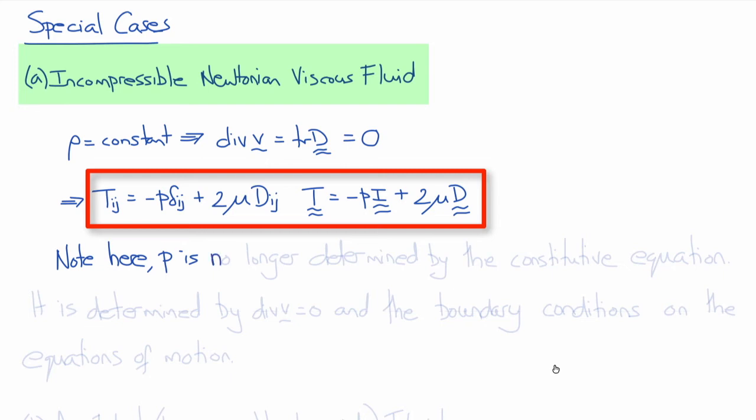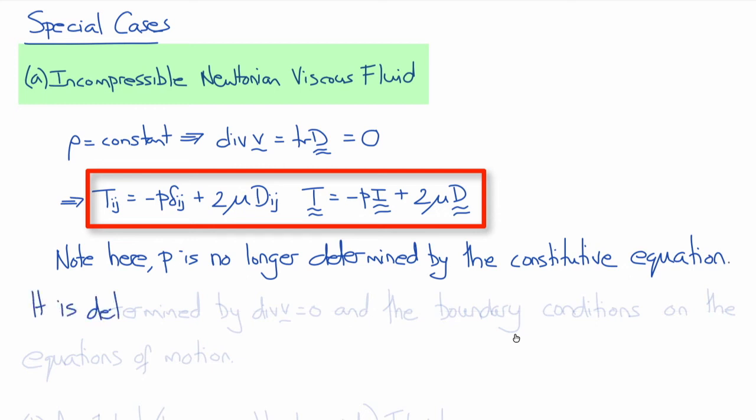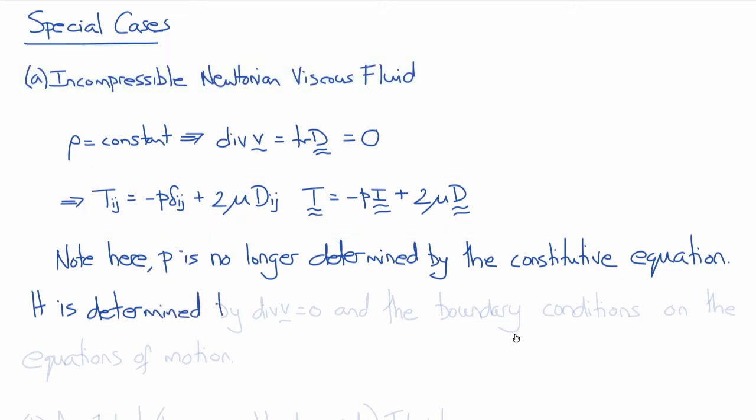Note here that the pressure P is no longer determined by the constitutive equation at all, and it's determined solely by the incompressibility condition and the boundary conditions imposed on the equation of motion. So in practice, in an incompressible fluid flow, the external pressures determine the hydrostatic pressure P.